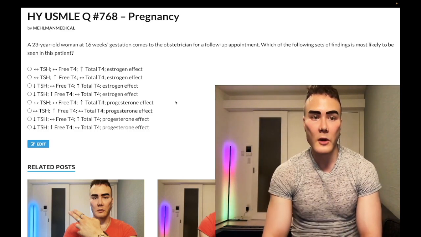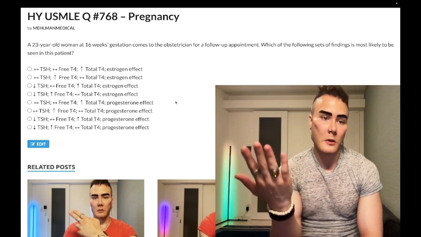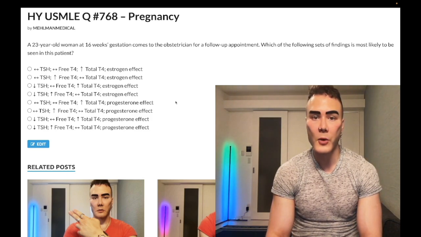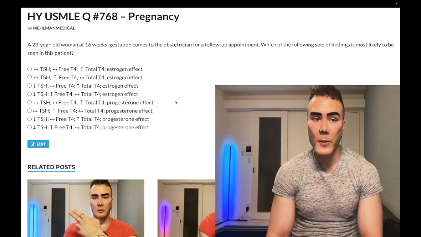Don't start the clip. 23-year-old woman, 16 weeks gestation. Well, what are her thyroid parameters, okay, in terms of TSH, free T4, total T4? And is this an effect of estrogen or progesterone?